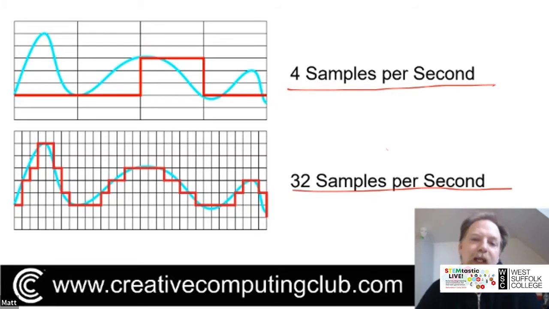But what's going to happen to the file size in the jump from 4 samples per second to 32 samples per second? Can anybody answer that? What will happen to the file size if we're taking, instead of 4 samples a second, 32? What's going to happen to the files? It will increase. Yeah, it will get huge. Excellent. Well done, guys. Yeah, it will increase significantly.